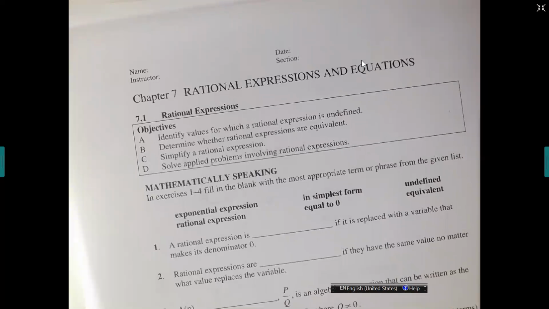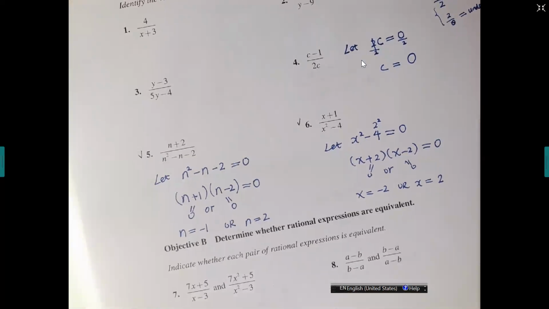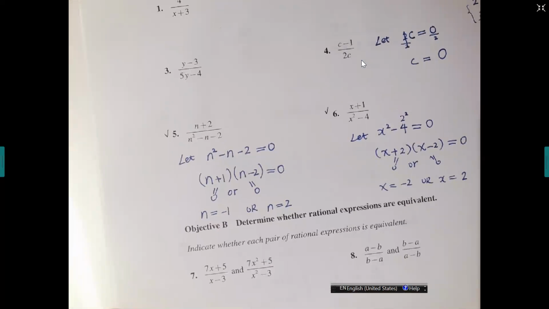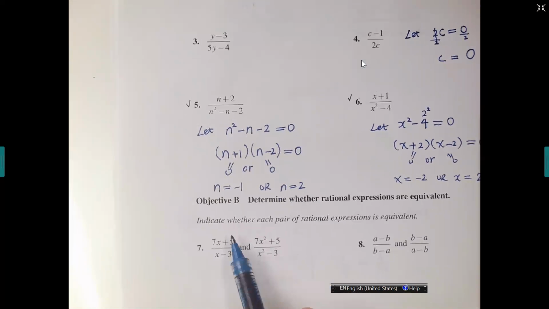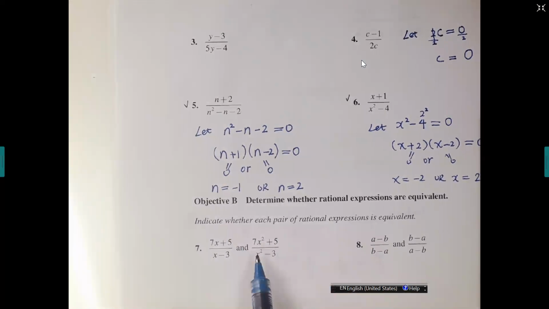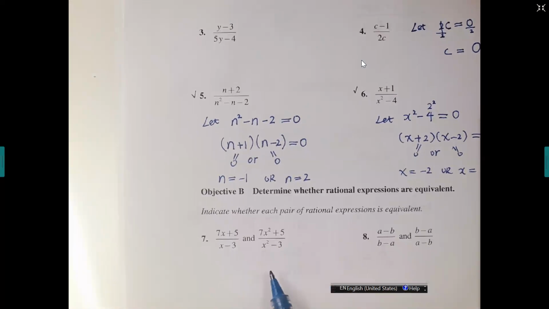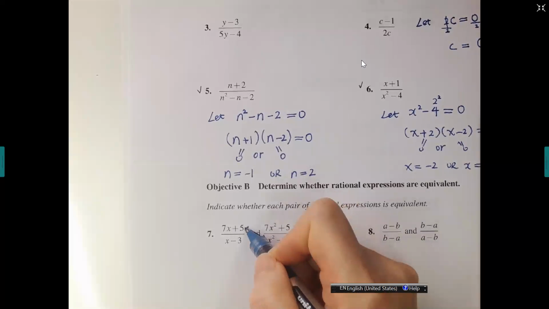a problem here. Okay, see what I have here. I have this problem. Indicate whether each pair of rational expressions is equivalent. Okay, so let's do the first one. It doesn't look very simple. All right, so now let's see, what do we do? Just do the cross multiplication here.